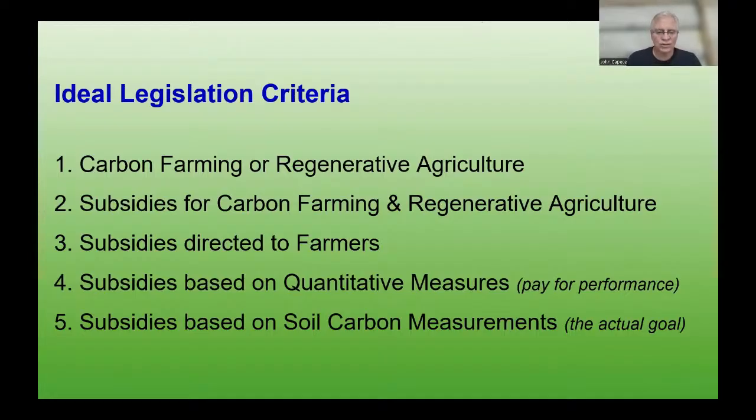Second, Roch looked to see if the legislation provided tangible subsidies or financial incentives specifically earmarked for these practices or funding the research into developing regenerative agricultural practices. Third, Roch identified those bills that provided financial subsidies directly to farmers rather than being swallowed up by middlemen or bureaucratic administrative overhead. Fourth, the ideal subsidies would be directly tied to quantitative measures.